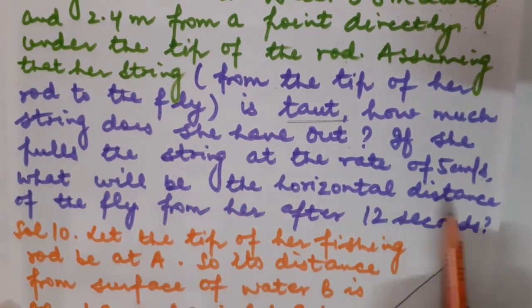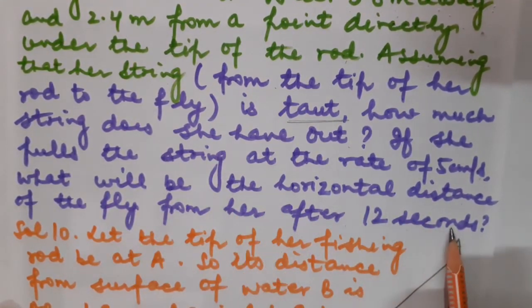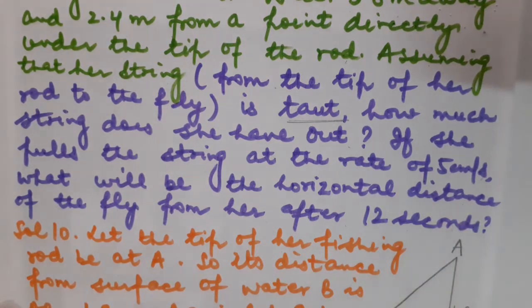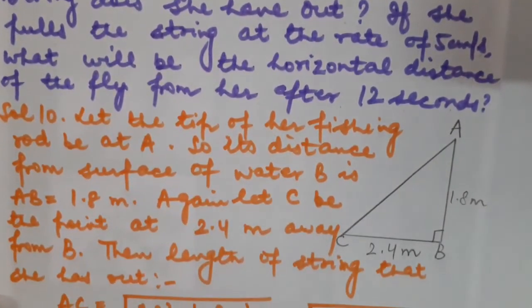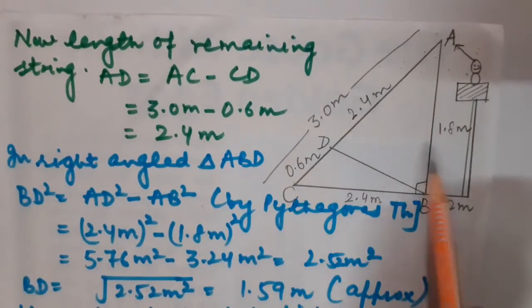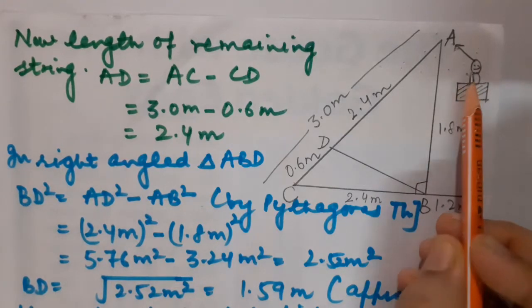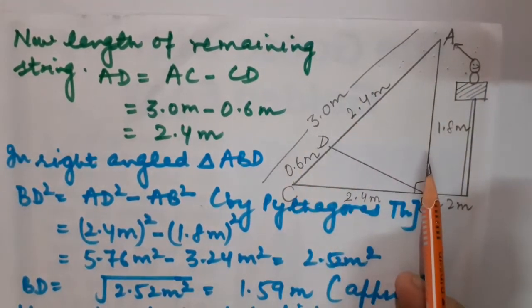What will be the horizontal distance of the fly from her after 12 seconds? So let us understand the question first of all through the diagram. So children, this is the diagram. This is the position of Nazima. I am going to read the statement. Please understand it through the diagram.